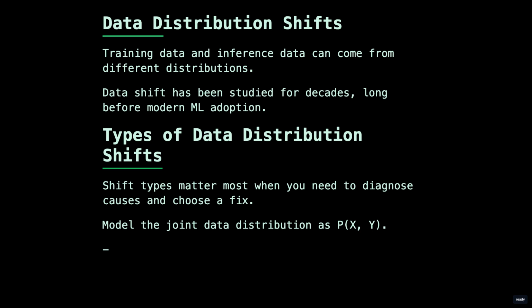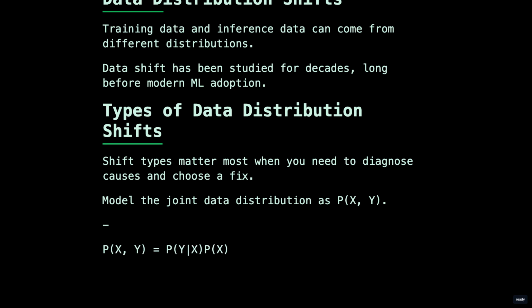The first factorization separates the output given the input from the input distribution itself. One way to read this is: predict the label from the input, then weight that by how often the input occurs. That split is the basis for covariate shift and concept drift.